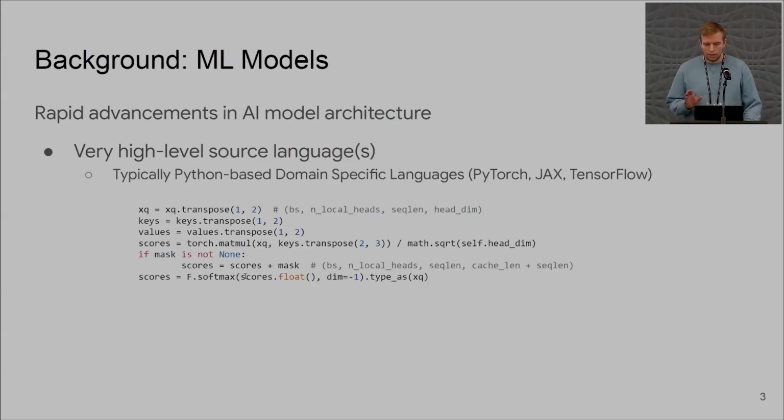So in case you haven't seen, your typical ML program will be a bunch of Python that calls into libraries like PyTorch, JAX, TensorFlow, and these expose very high-level ML operators. So you can see, for example, there are some functions like torch.matmul for matrix multiplication. There's a function to transpose tensors. There's a softmax function.